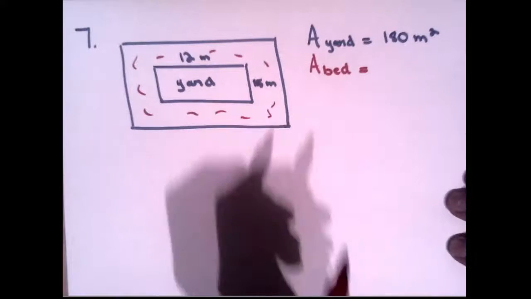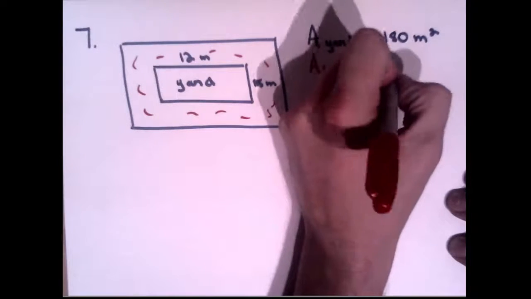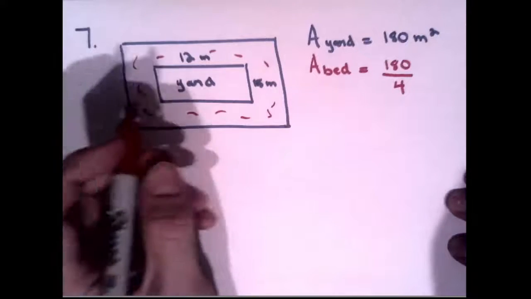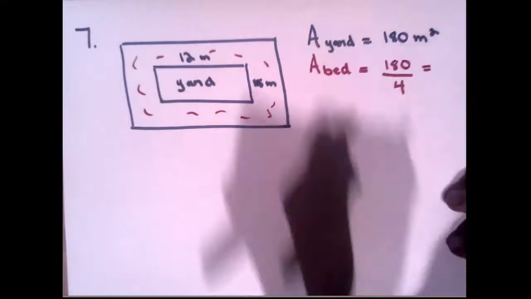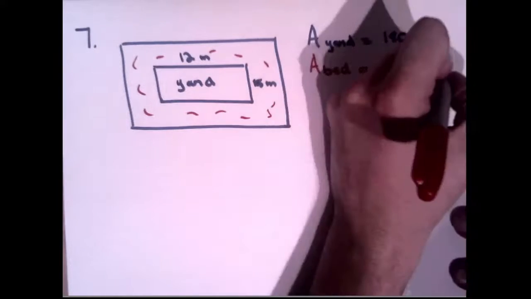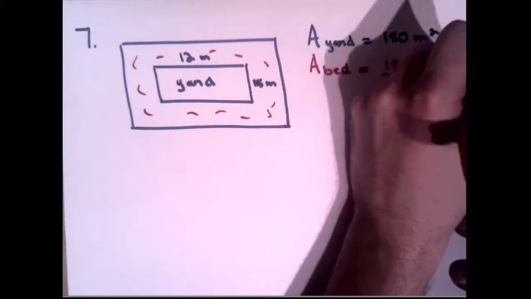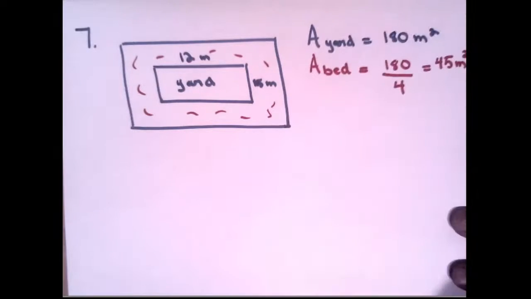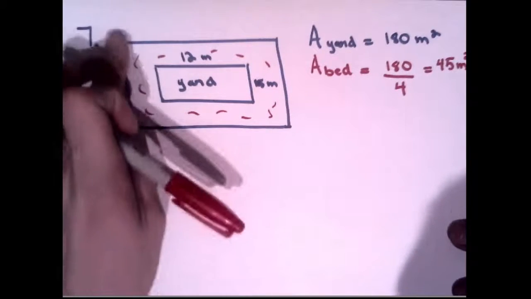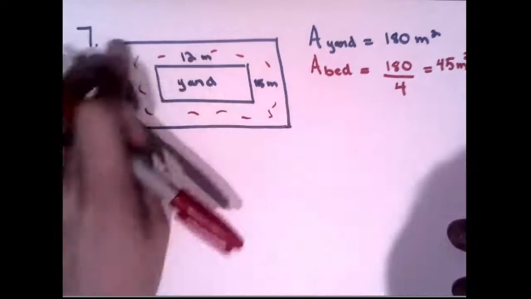And a quarter would mean it's 180 divided by 4. It's been quartered. So the area of the bed is 180 divided by 4, and you're going to end up with 45 meters squared. Okay, so now what you have now is the total area here. And here's why we're going to need this.